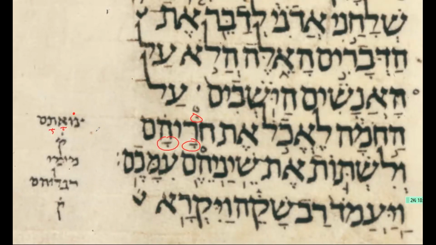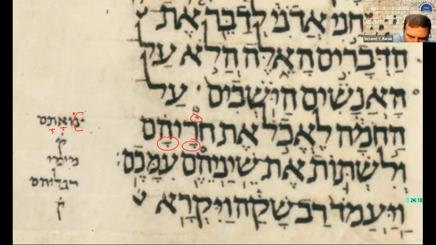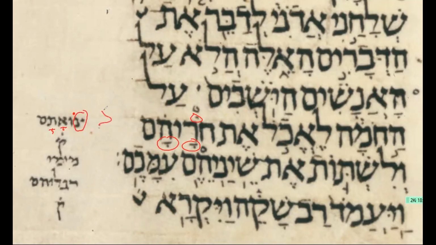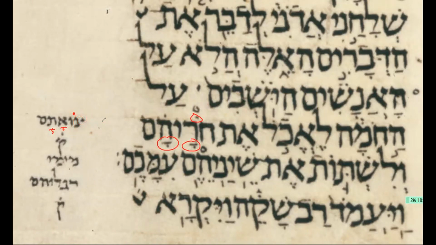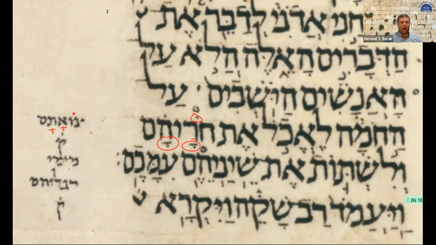Where do you get the tzadi from? This is a tzadi. That's not a nun. No, it's a tzadi, like this. You see this? Oh, okay. That's a tzadi. Tzo'atam, meaning what came out of them.